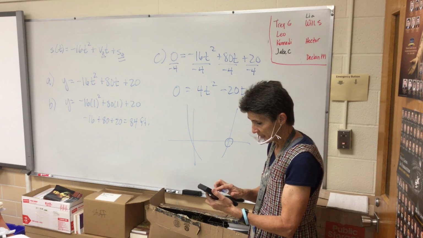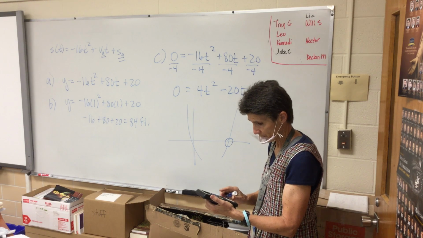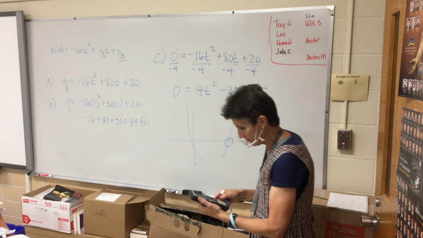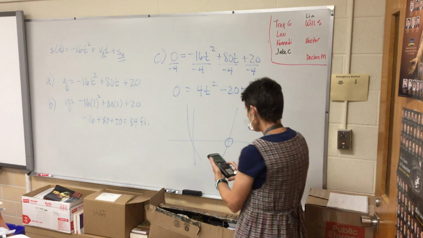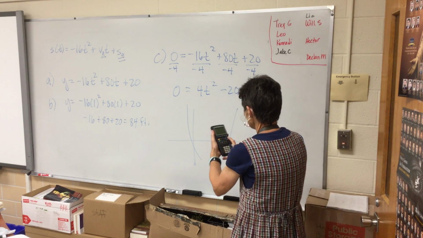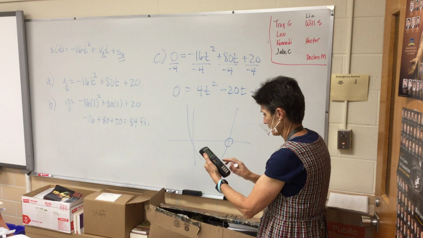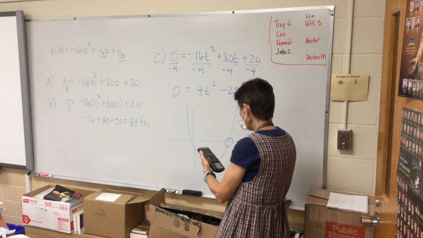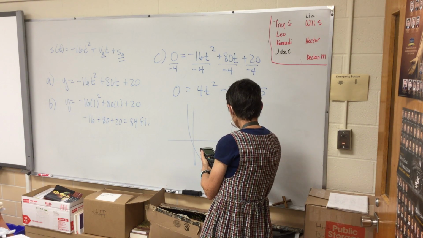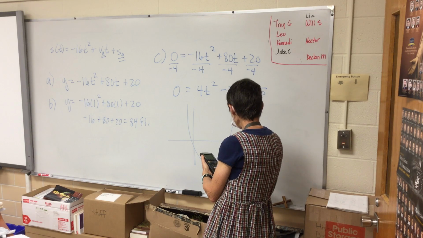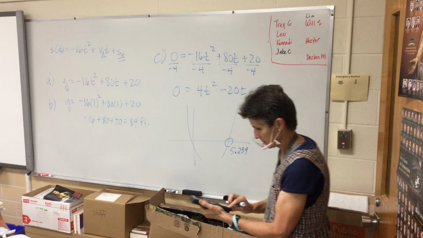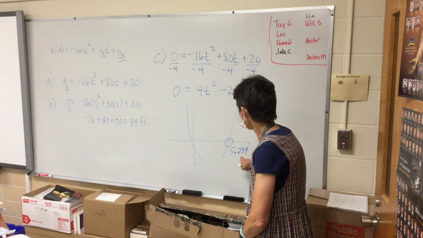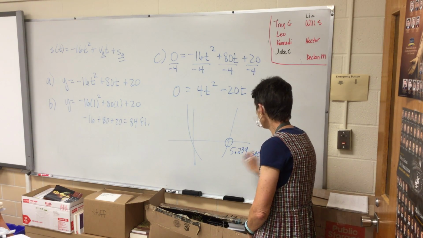So second calc, 0. Left bound, this has to be over here anywhere. Right bound has to be up here somewhere. And that point is 5.239. So when is the ball on the ground? 5.239 seconds.